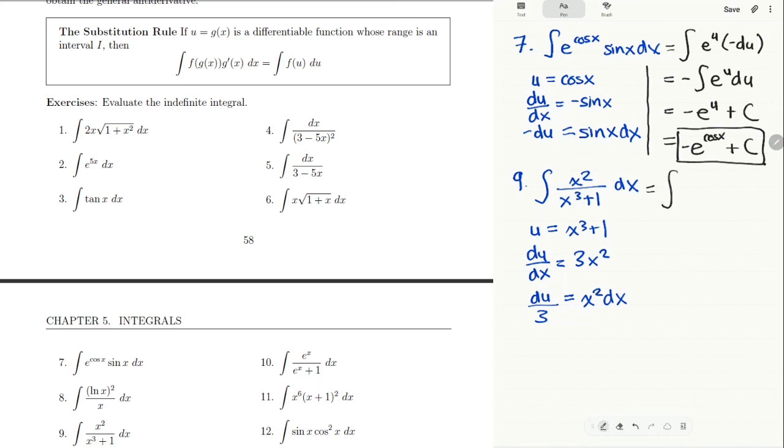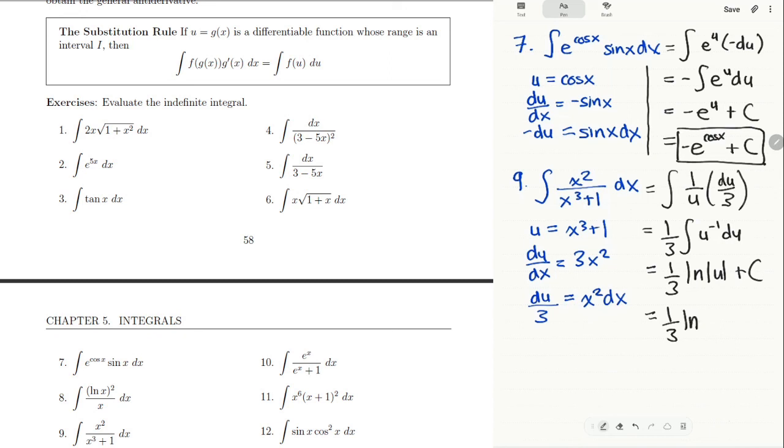So now if we make the substitution, we get 1 over u times du over 3. So this becomes 1/3 the integral of u to the negative 1 du. And the antiderivative is the natural log of the absolute value of u plus a constant. And substituting back the original variable, we get 1/3 the natural log of the absolute value of x cubed plus 1 plus c.